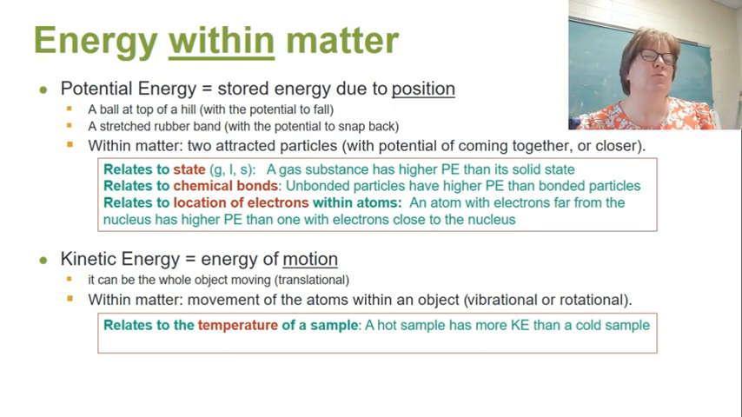So the three things that are going to relate to potential energy are going to be state. In gases, the particles are very far apart compared to solids, where they're very close together. So gas has a lot of potential energy, more potential energy than a liquid of the same substance, than a solid of the same substance. Also bonding: if they're stuck together, they're close together, and bonded atoms have less potential energy than unbonded atoms. And electrons: inside the atoms are electrons, and how close they are to the nucleus matters. If they're far from the nucleus, they have more potential energy than if the electrons are close to the nucleus.